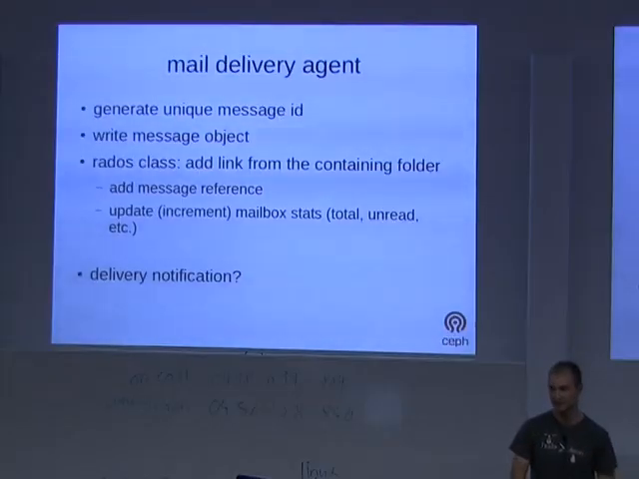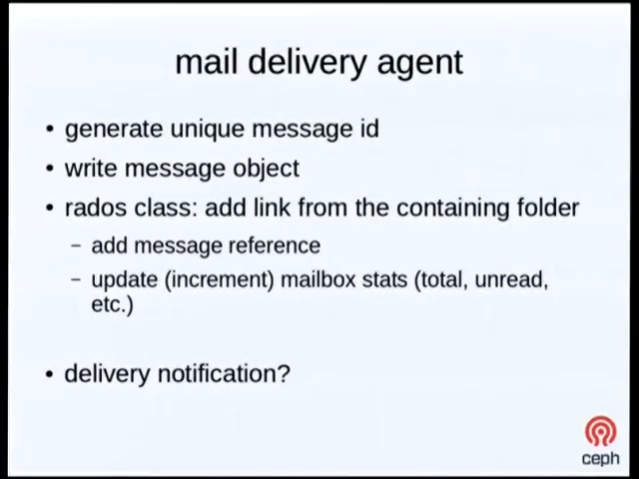So, a simple example: the first thing you want to do here is actually deliver mail. So you have a message come in over SMTP, you generate some unique message ID, or maybe just use the one that's in the existing headers. You write the message object, and the last thing you need to do is add a reference to that message from the mailbox object.